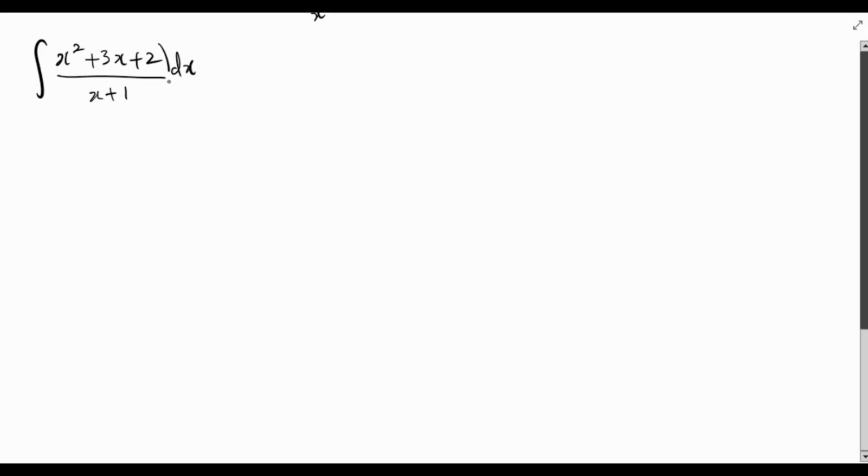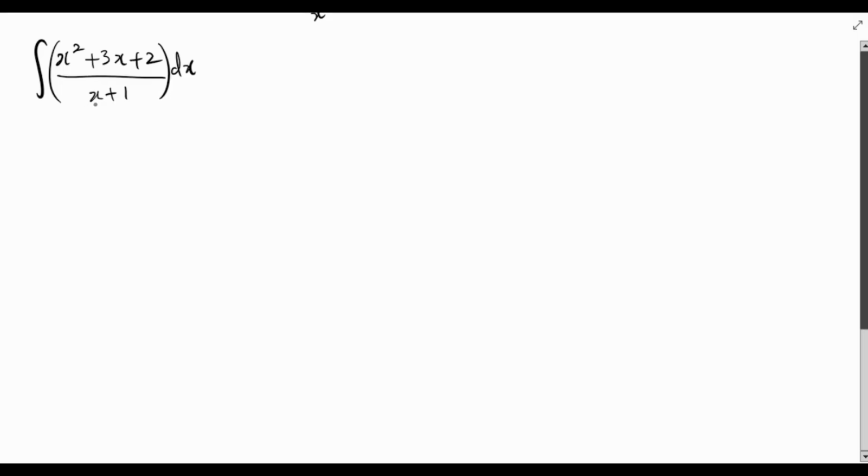Alright, so I want to look at this question. It says integrate. Sometimes they write it as words. I'm just trying to make it fast now. Writing it this way: integrate x squared plus 3x plus 2 divided by x plus 1 dx. Now, this will be a little bit difficult for us if we just go directly and try to integrate them one after the other.